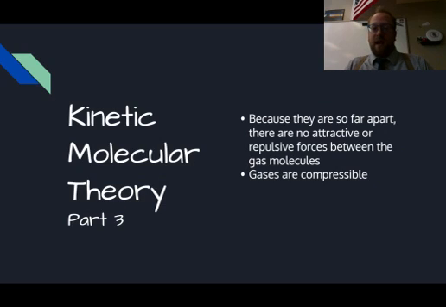And because of that, and you guys have seen this before, gases are compressible. We can change the volume of a gas a lot. We can take a huge balloon and we can squeeze it down, or we can take all of this gas and we can compress it into a canister, because there's so much empty space in between these gas particles, and compressing them together really has no effect on the attraction or the repulsive forces between them because they're so small and they're moving so fast.